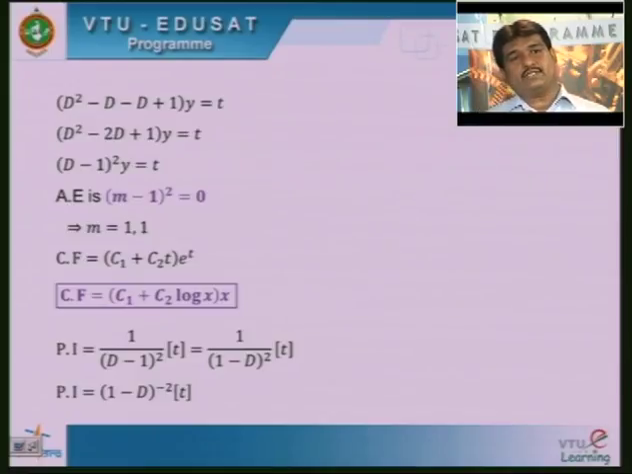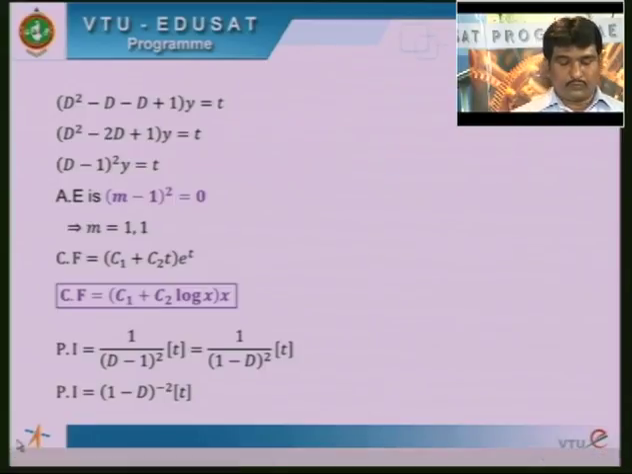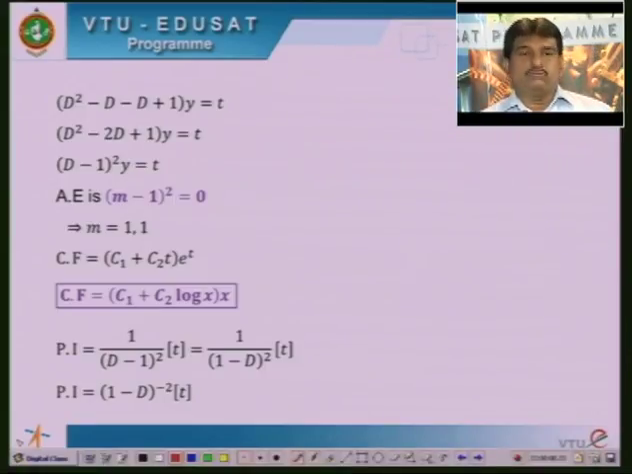Now simplify this. It becomes d square minus 2d plus 1 of y equals to t. So the auxiliary equation is m minus 1 the whole square equals to 0. Solve this equation, you will get roots as 1 comma 1, which are real and repeated, and hence the complementary function is c1 plus c2 into t, the independent variable, into e to the power of t. You convert that in terms of x, we get CF as c1 plus c2 log x into x. Now the PI part.